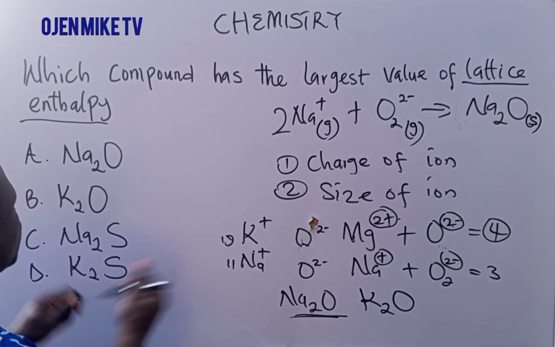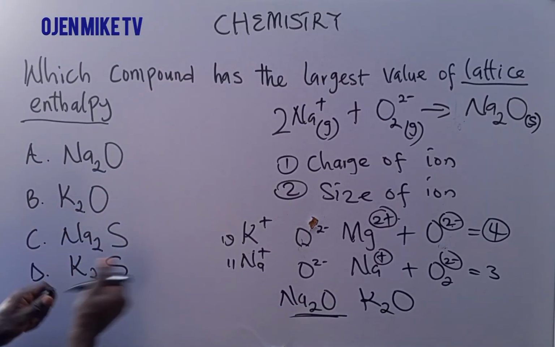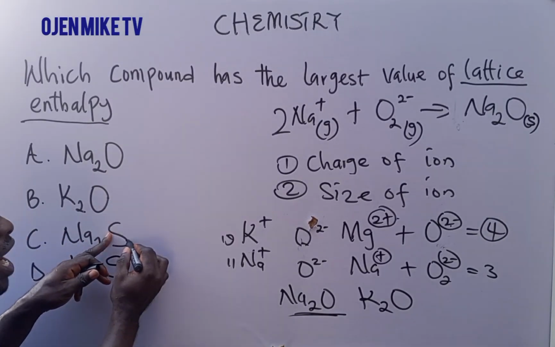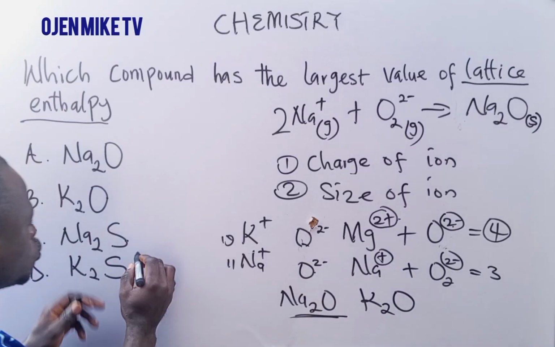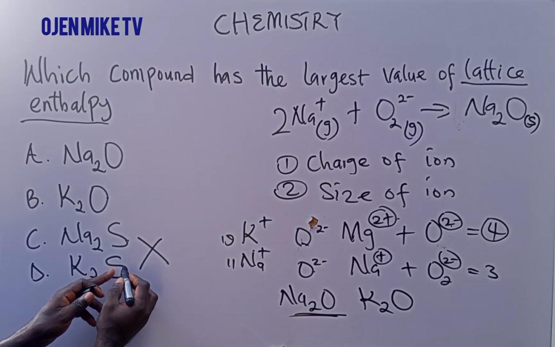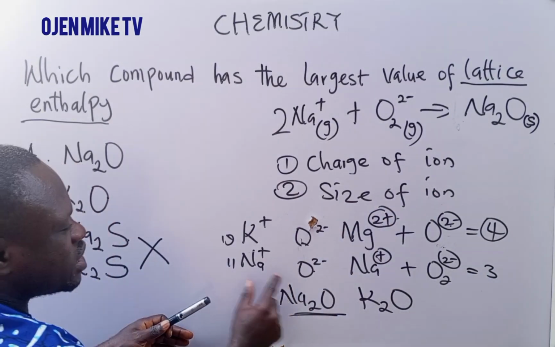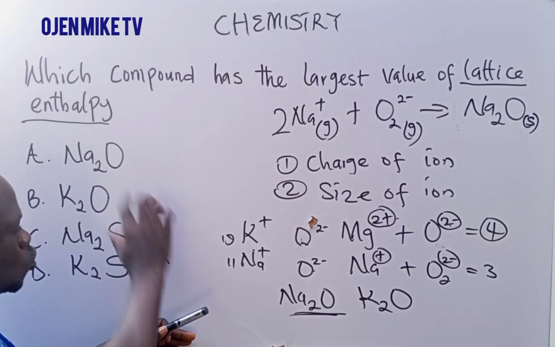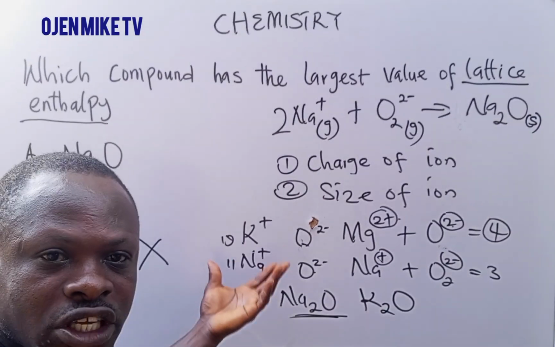If you look at the first option, look at this one now. Of course, consider the size of sulfur and oxygen. Sulfur has a higher size. So this one will be out of it. Looking at the second factor, the size of the ion, sulfur here is bigger than oxygen. So these two factors make this one not fit into our answer.